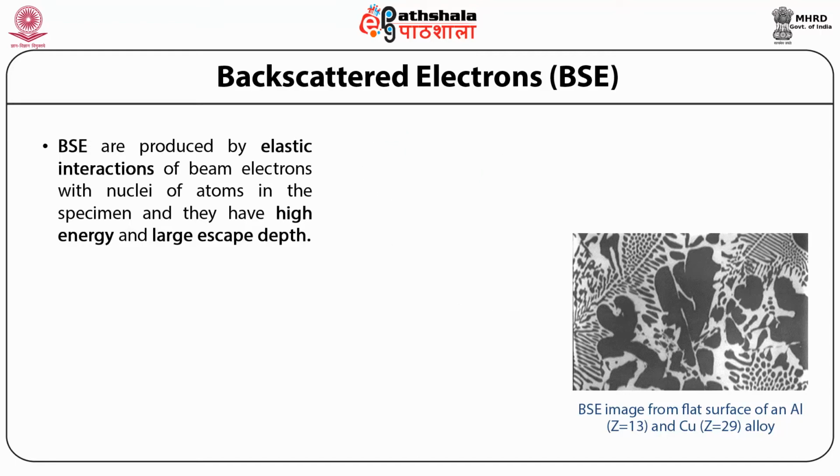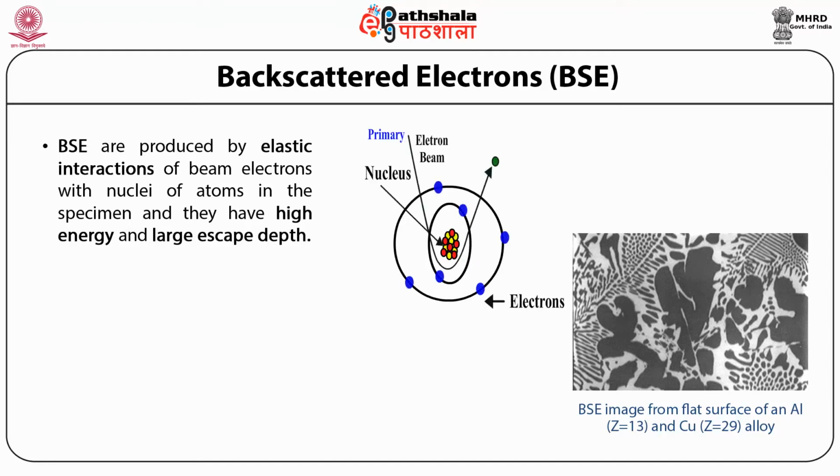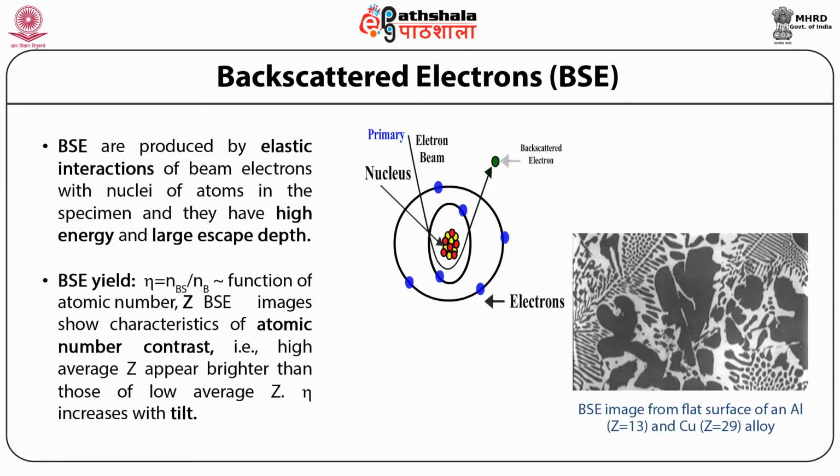Now the BSE yield, which is represented by eta, equal to NBS, that is the number of backscattered electrons, divided by the electrons in the bulk, is a function of atomic number Z. So BSE images show the characteristics of atomic number contrast, that is, high average Z appears brighter than those of low Z. So here eta increases with the tilt.